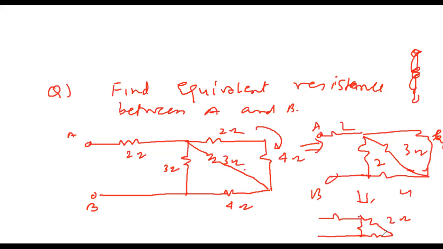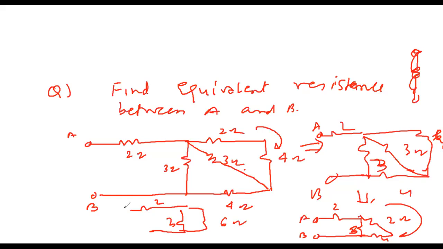Now 2, 4, 2, 2. This 2 and 4, they are in what? Series. 2 and 4 ka series is what? 6. Now 6 and 3. 6 and 3 ka parallel? 2. 2 and 2 ka series? 4. So the final answer is 4.